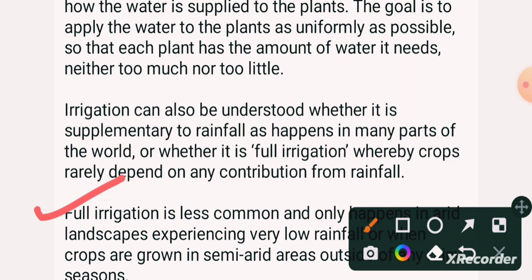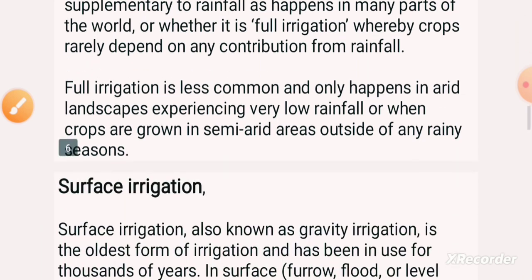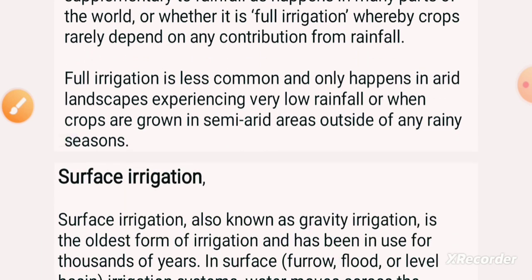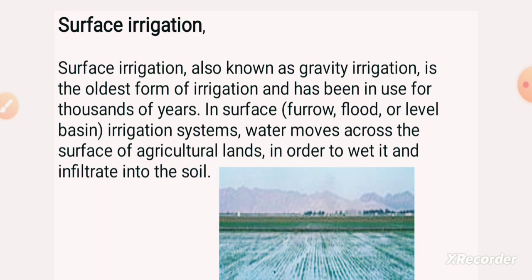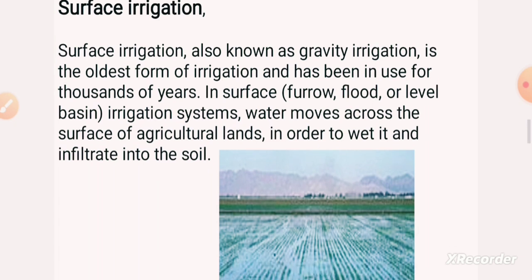In areas where a small amount of monsoon rain falls, full irrigation is done. That means these people completely depend upon the irrigation system. These are very important notes for the UPSC exams. You can take a screenshot of it, or you can pause the video and make notes, or write it down for yourself.